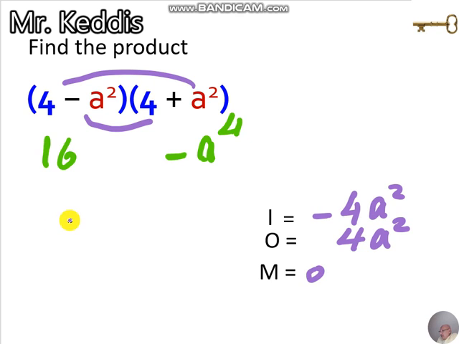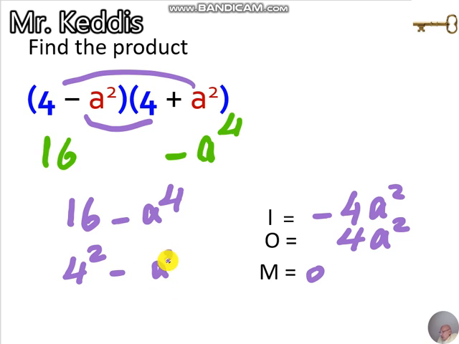And I can write this as 16 minus a to the power of 4. And 16, I can write as 4 squared. And a to the power of 4, I can write as (a squared) squared. And this becomes the difference between two squares. When I factor this, I factor it into 4 minus a squared and 4 plus a squared.